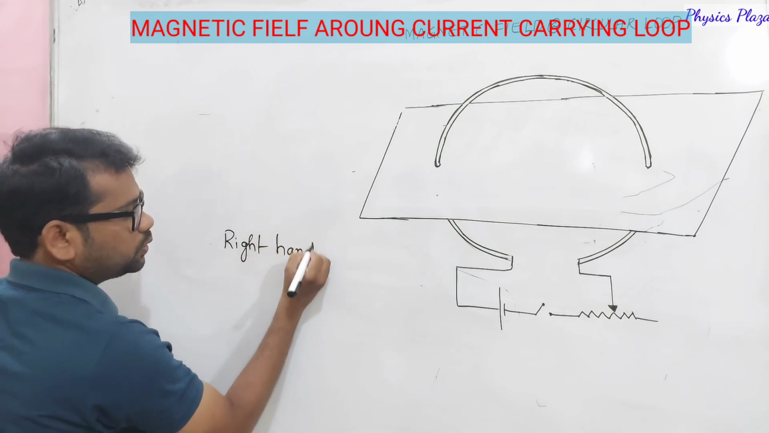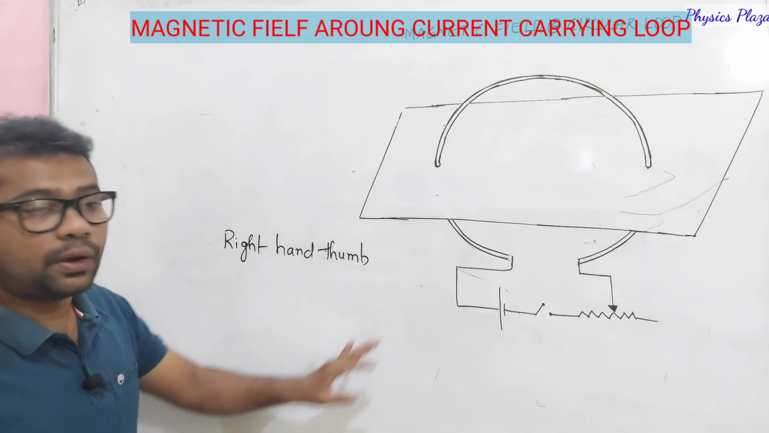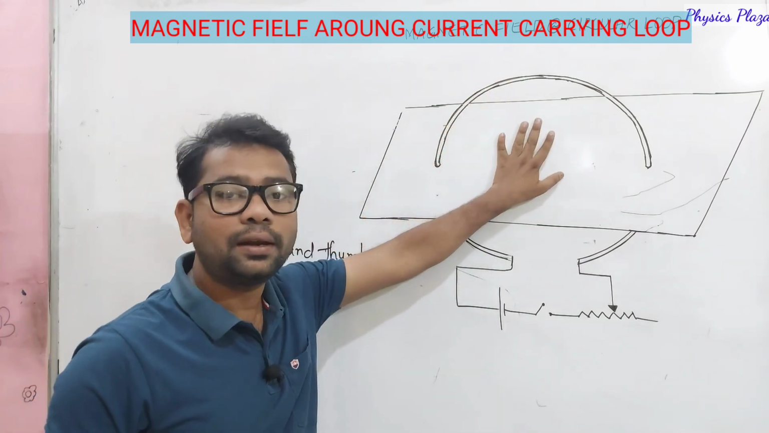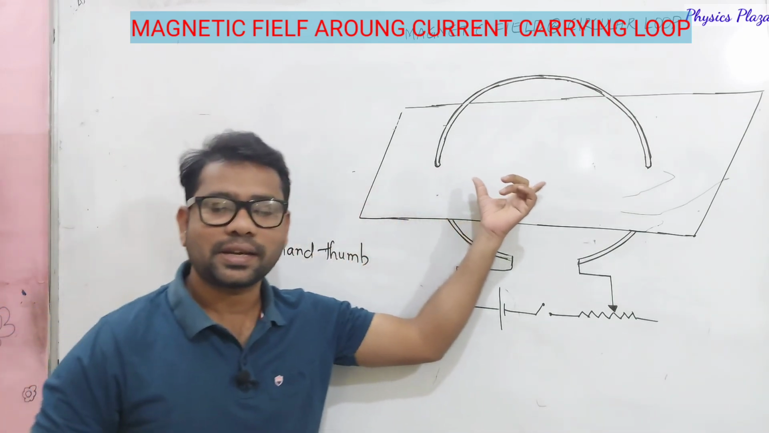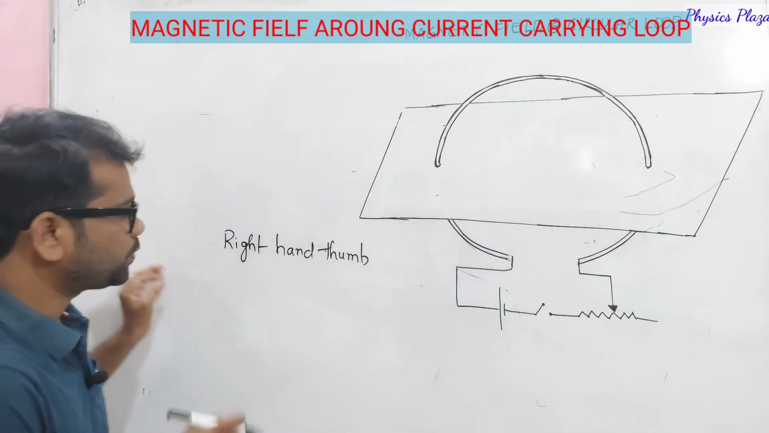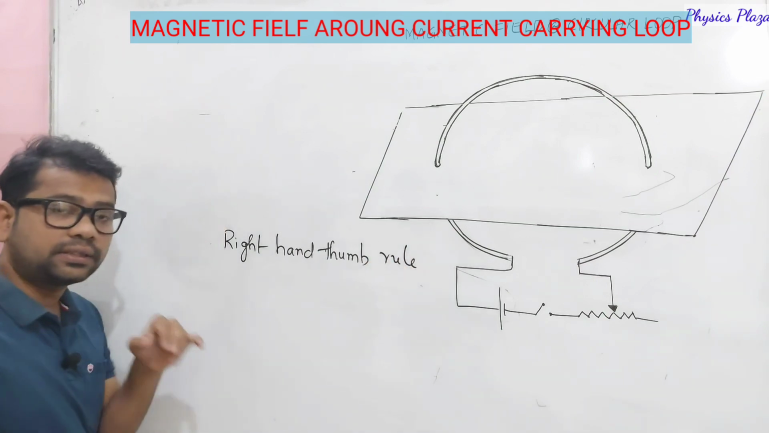Right hand thumb rule. Children, this rule is very, very important in order to understand the magnetic field around the circular loop. Without this we can't understand this. So let us recall this also. Right hand thumb rule. So what is right hand thumb rule?